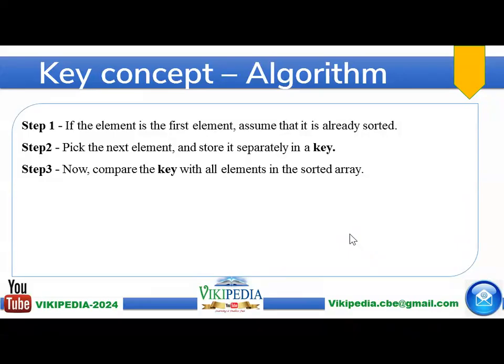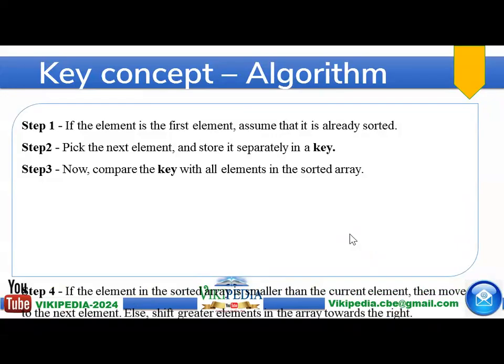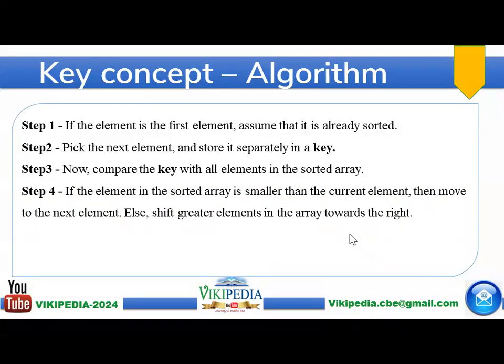So you compare this key element with your sorted element. If you want to swap it, then we swap it. Otherwise, you leave it as it is and move to the next elements. If the element in the sorted array is smaller than the current element, then move to the next element. Else, shift the greater element in the array towards the right hand side.